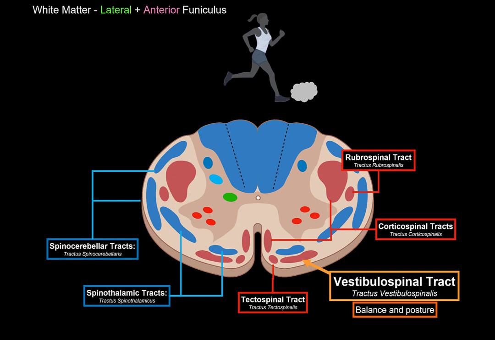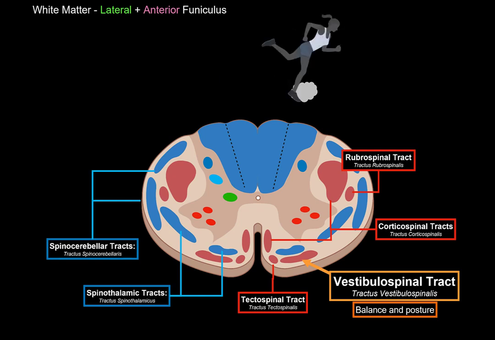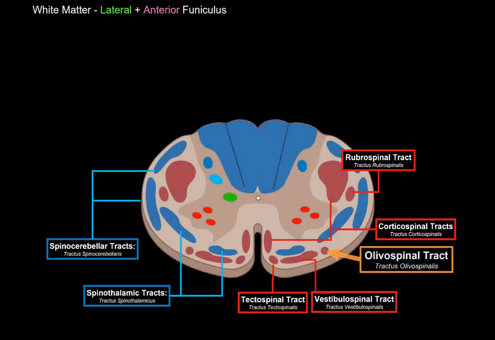So if you're running and you trip on a rock and you're about to fall, your vestibular system, along with other systems, will quickly react to that and activate the necessary muscles in order for you to keep your balance. And this happens involuntarily because this tract doesn't originate from the primary motor cortex, it comes from the brainstem. So that is the vestibulospinal tract.